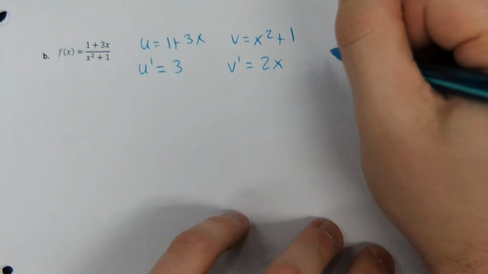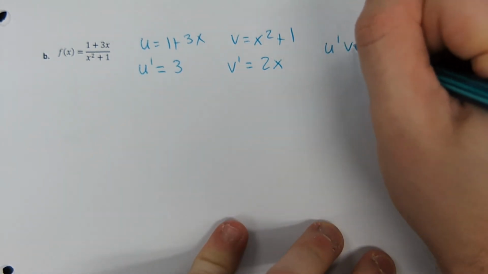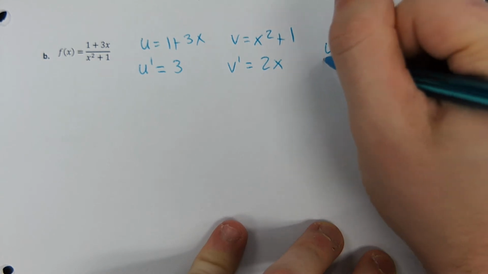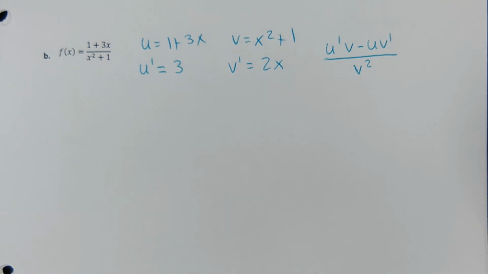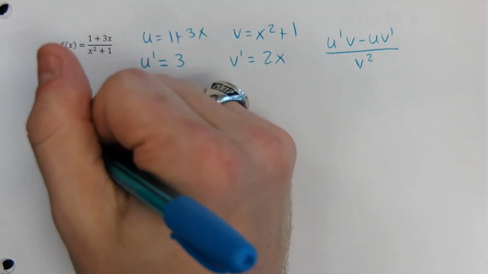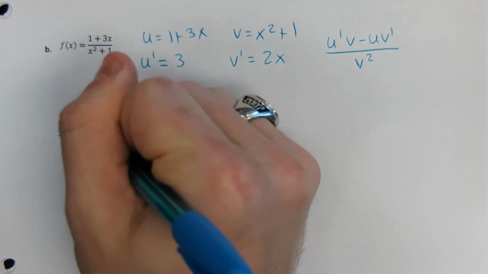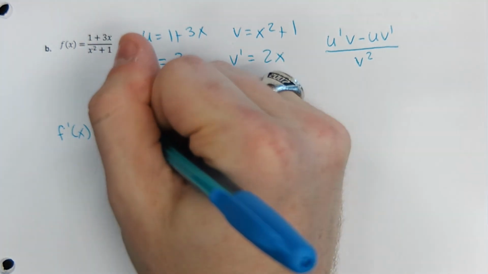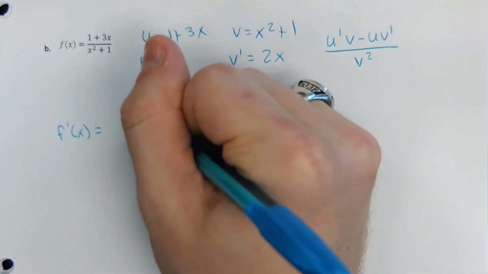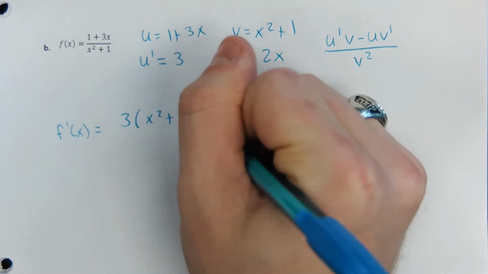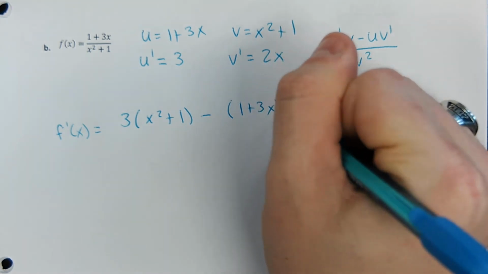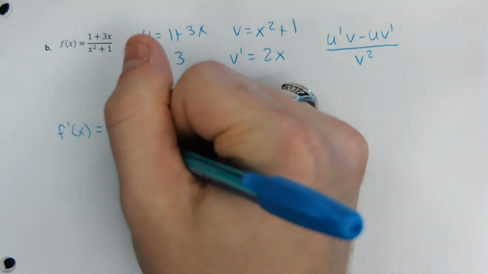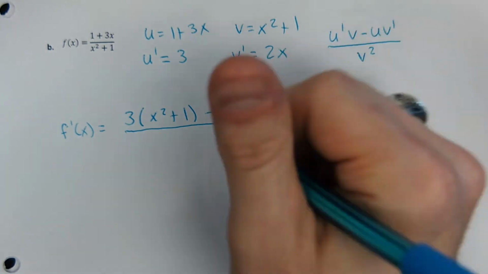I'm going to write the rule again because I can't see it on the screen. U prime V minus UV prime all over V squared. And we just fill it out. Again, I'm not going to bother cleaning this up. U prime V minus U V prime all over V squared.